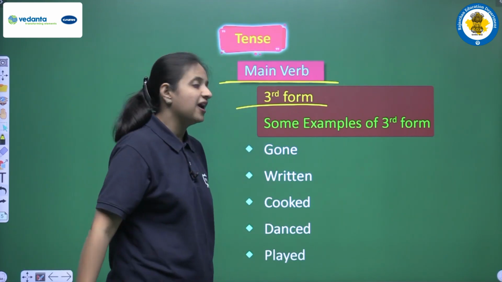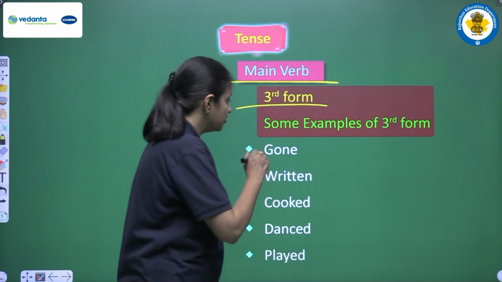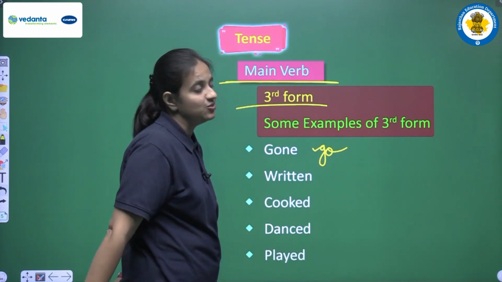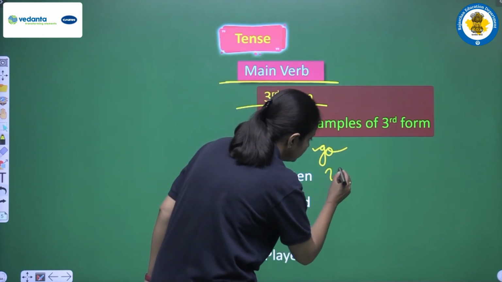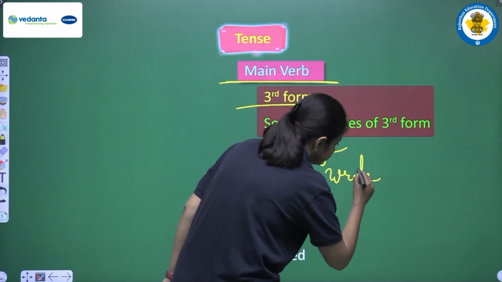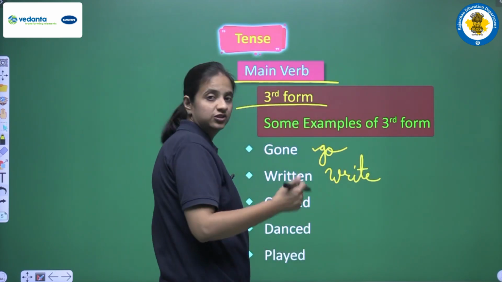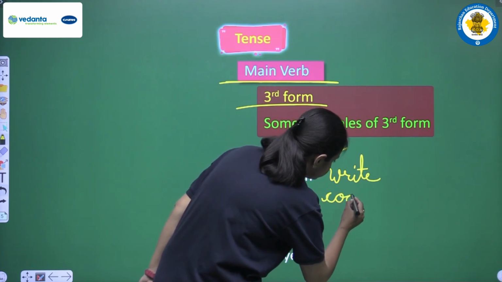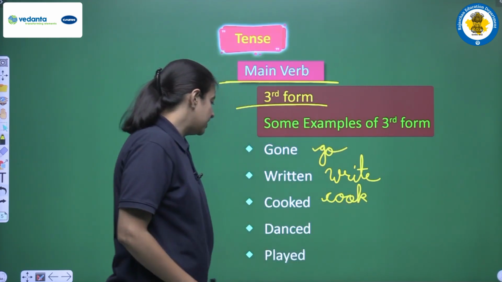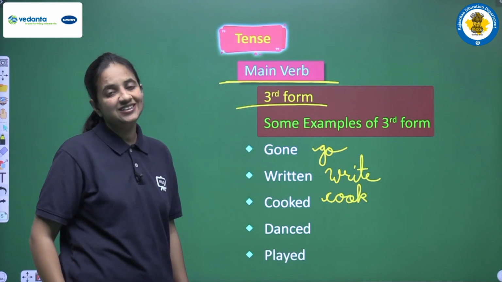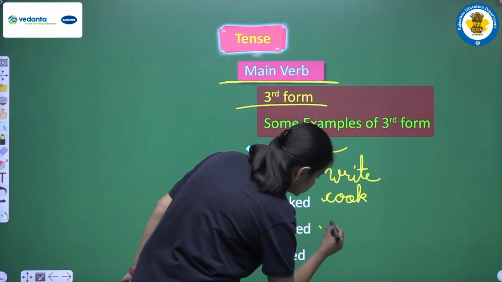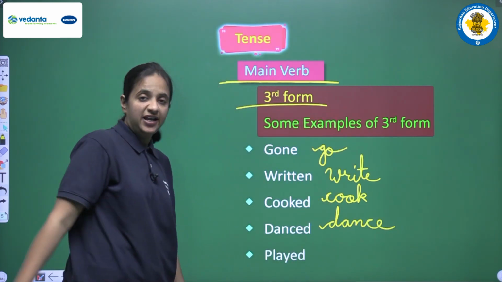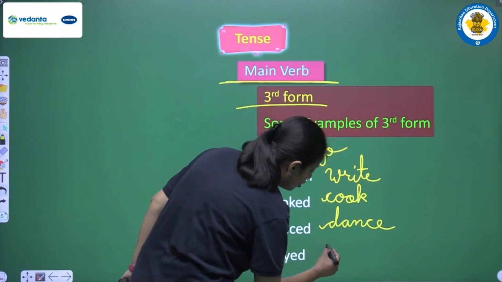So first one we are having is gone. So now we all know that gone is the third form of go, right? Second, we are having written. So again, written is the third form of write. Next, we are having cooked. So cooked is the third form of cook. Next, we are having danced. So danced, again, this is the third form of dance. Next, we are having played. So again, played is a third form of play.